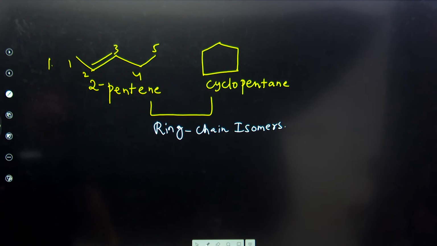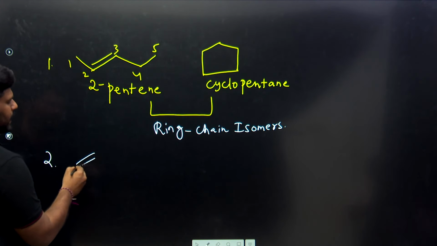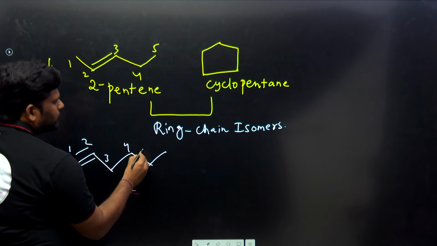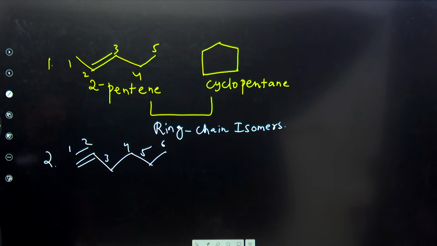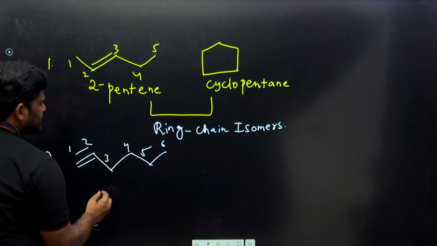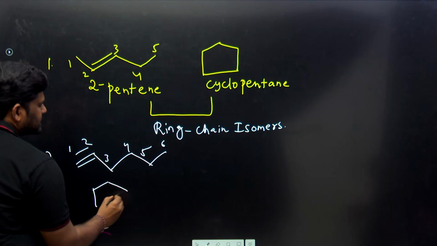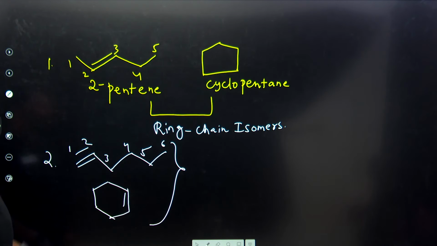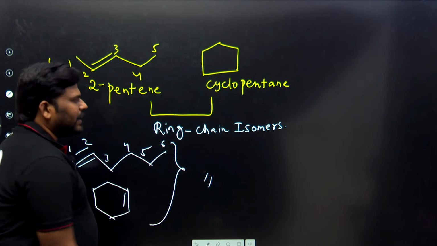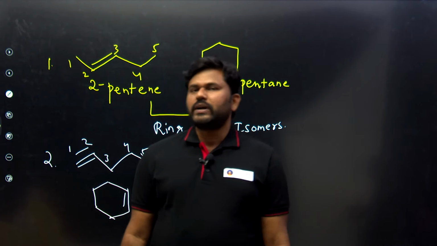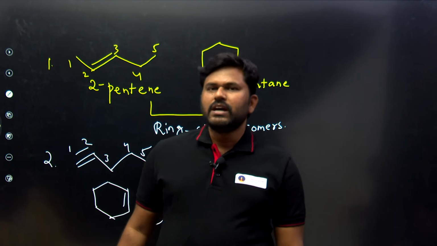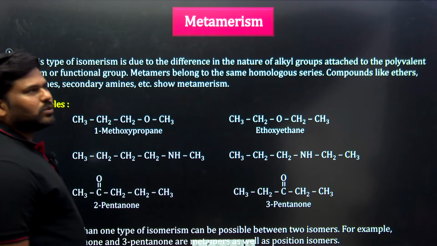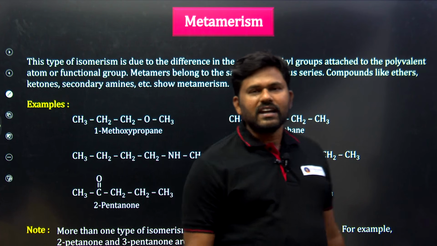Next, number 2. Alkynes: otherwise hexane we will take, 1, 2, 3, 4, 5, 6. 6 carbons we have and triple bond at first position, 1-hexyne. So 1-hexyne and cyclohexene, these two have the same molecular formula, but one is a chain, one is a ring. These are called the ring chain isomers. Is it clear students? If you remember these 3 examples, then ring chain isomerism is very easy. So ring chain isomerism, we finished.